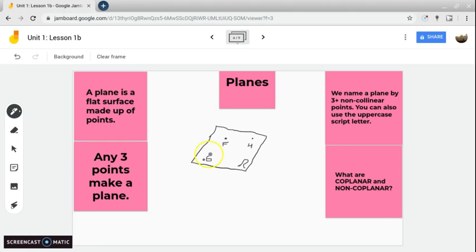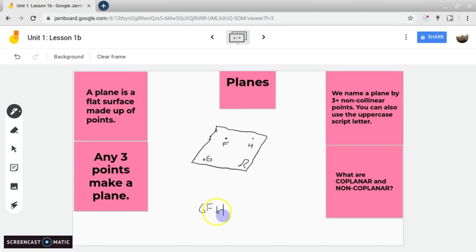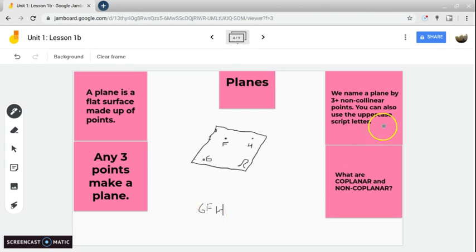So, 3 non-collinear points. If you had a point here and a point here and a point here, you could not name the plane by that because those are all collinear. But you can name it plane GFH. You don't have to write the word plane, but you can. You could also use the uppercase script letter.